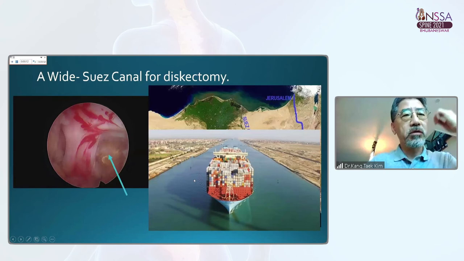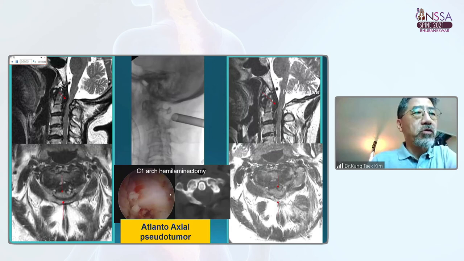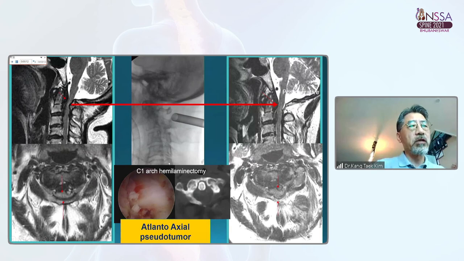It's an endoscopic C1 hemilaminectomy in a myelopathy case from C1 to atlantoaxial pseudotumor, with no instability. We can make a space using endoscopic C1 hemilaminectomy. There were endless agonies about brain problems related to pressure from water irrigation during operation. Fortunately, there were no brain complications after operations.